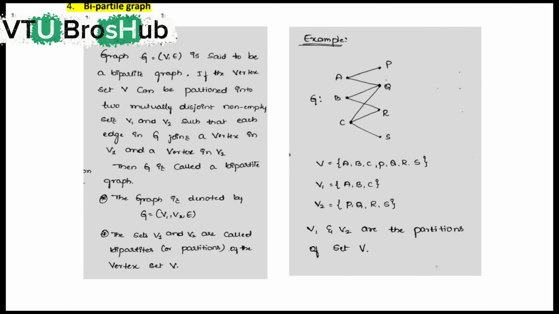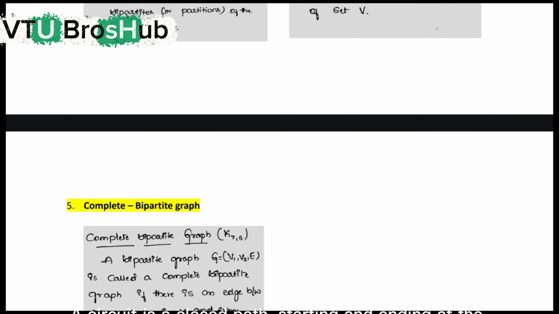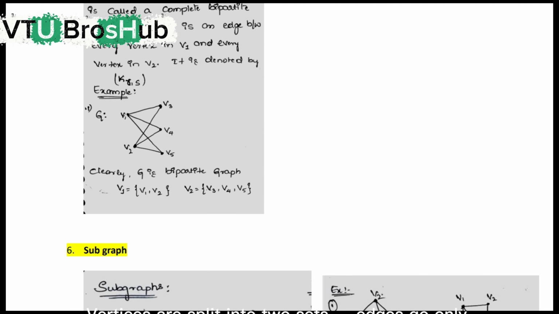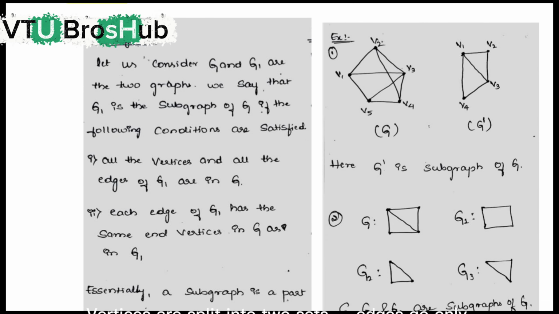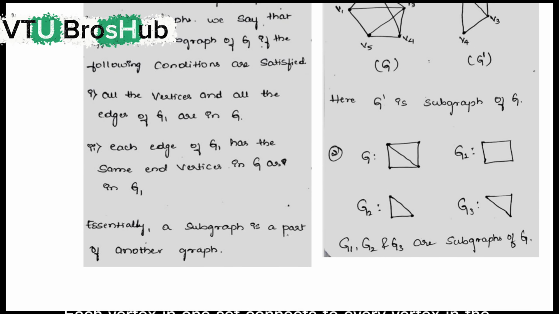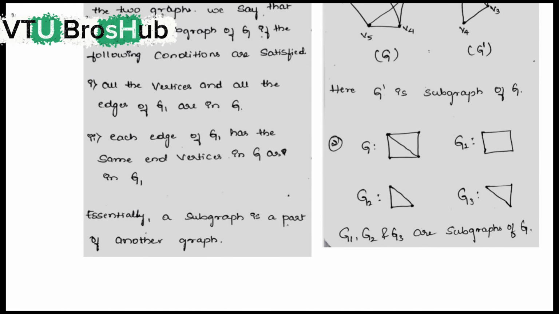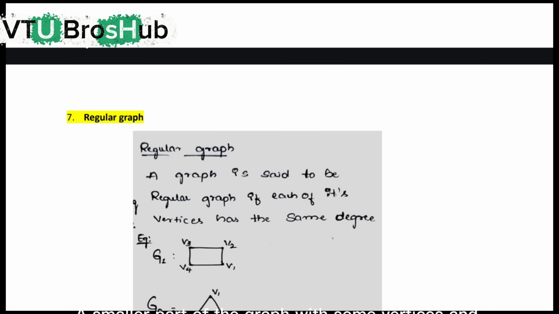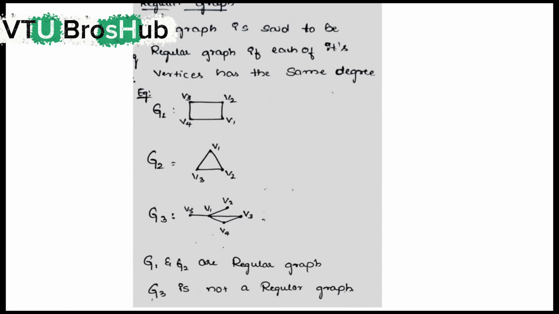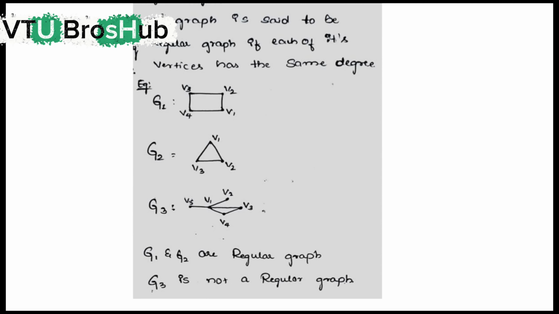3. Circuit. A circuit is a closed path starting and ending at the same vertex. 4. Bipartite graph. Vertices are split into 2 sets. Edges go only between sets. 5. Complete bipartite graph. Each vertex in one set connects to every vertex in the other set. 6. Subgraph. A smaller part of the graph with some vertices and edges. 7. Regular graph. All vertices have the same degree, like all are 3.